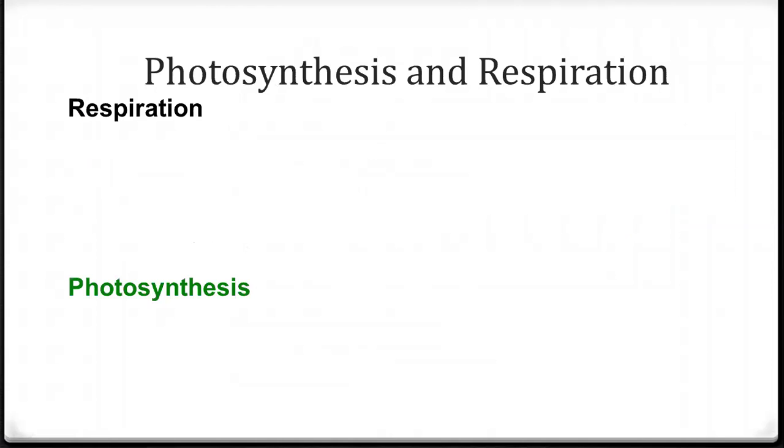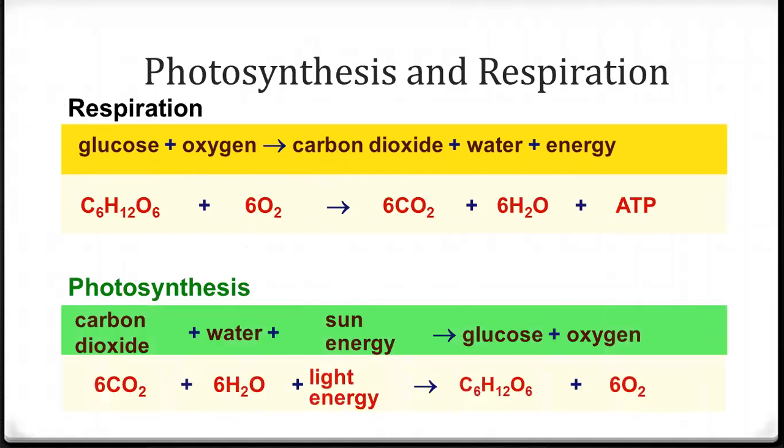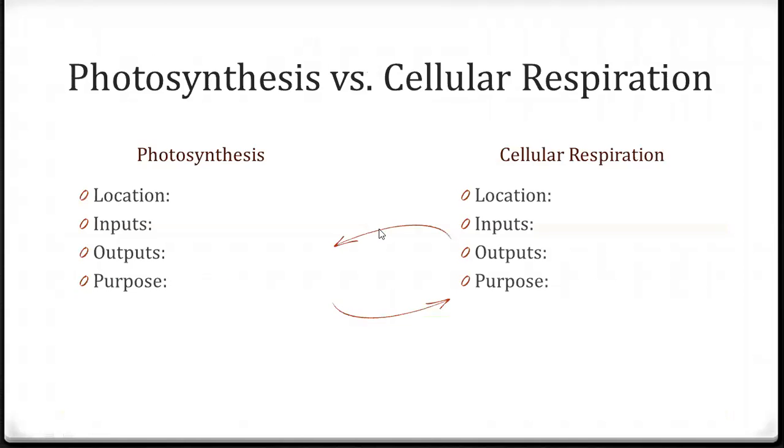Just to remind yourself, we're not talking about breathing here. We're talking about cellular respiration, which uses this formula: glucose plus oxygen makes carbon dioxide plus water, and ATP energy is made. Photosynthesis is basically the reverse reaction: carbon dioxide plus water plus sun energy, so light, makes glucose and oxygen. So these two are really related processes.